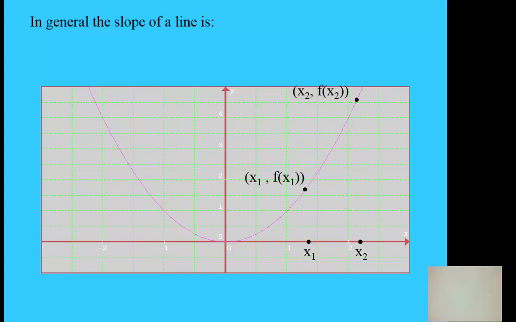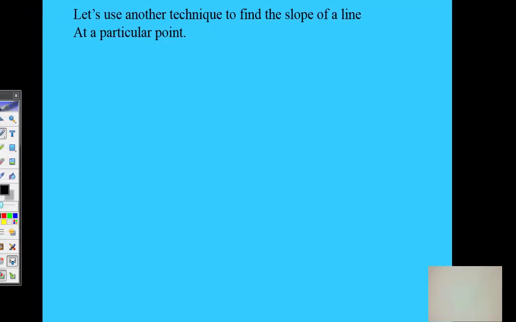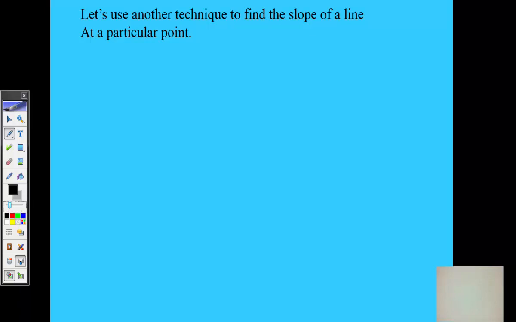So in general, we can find the slope of this secant line with our slope formula: f of x sub 2 minus f of x sub 1, all divided by x sub 2 minus x sub 1. So that's how we will find the slope of a line. In particular, we're finding the slope of these secant lines. That's what we've been practicing in our slides. Now, there's another way we can find the slope of that tangent line. We're going to use technology to help us do it a different way.